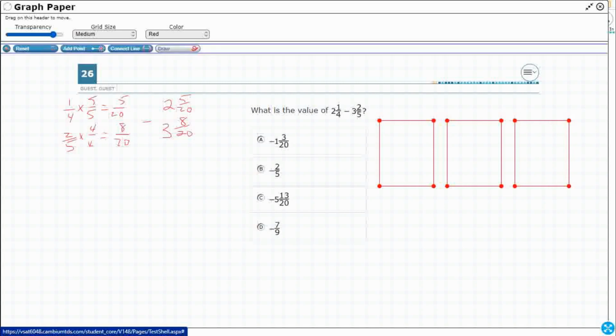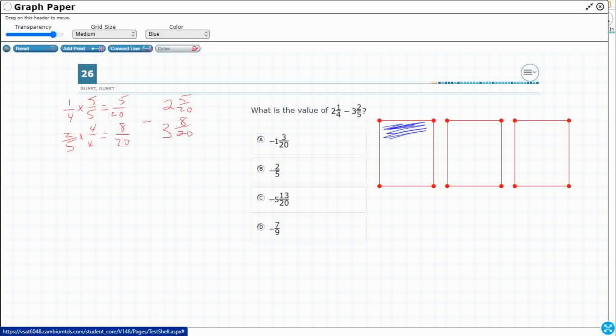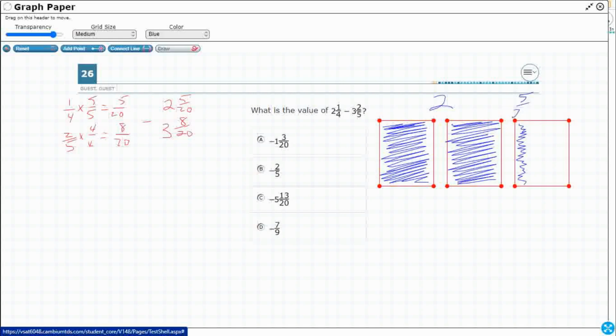All right, so watch. Let me change to blue here. So here's my, I'm just going to shade in the whole thing. All right. So that's 2 whole right there. Then if I wanted to get my 5/20, I would just shade in this column right here. All right, so here's a visual representation of my 2 5/20. I need to take away 3 8/20, right? So I'm going to build up to that.